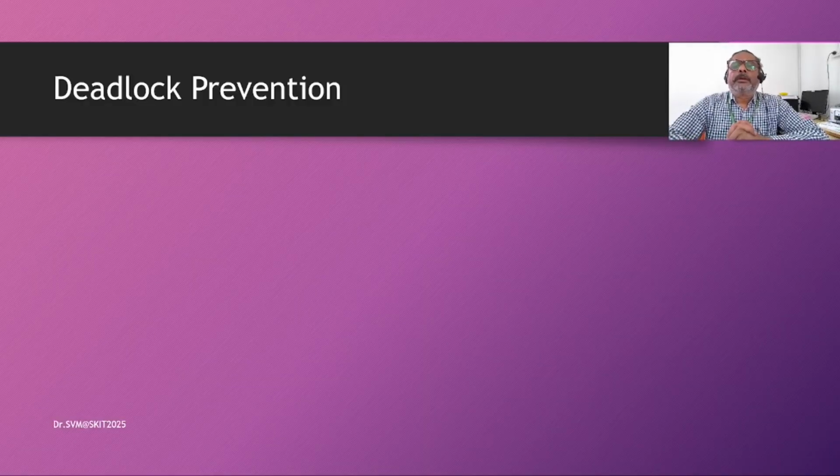Hi friends, now let's begin our journey into solving deadlock problems. In the previous session we have seen that there are four ways of solving this problem. So let us attack the first way of solving the deadlock problem, and that is what we call deadlock prevention.